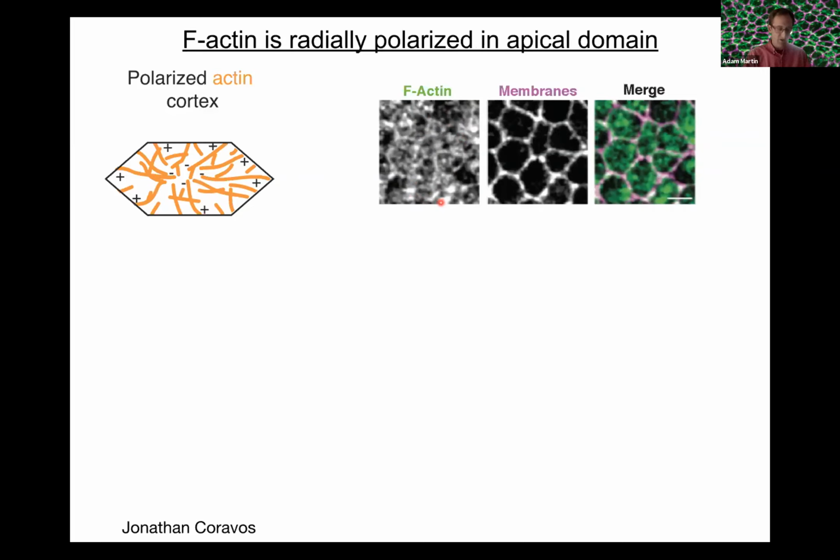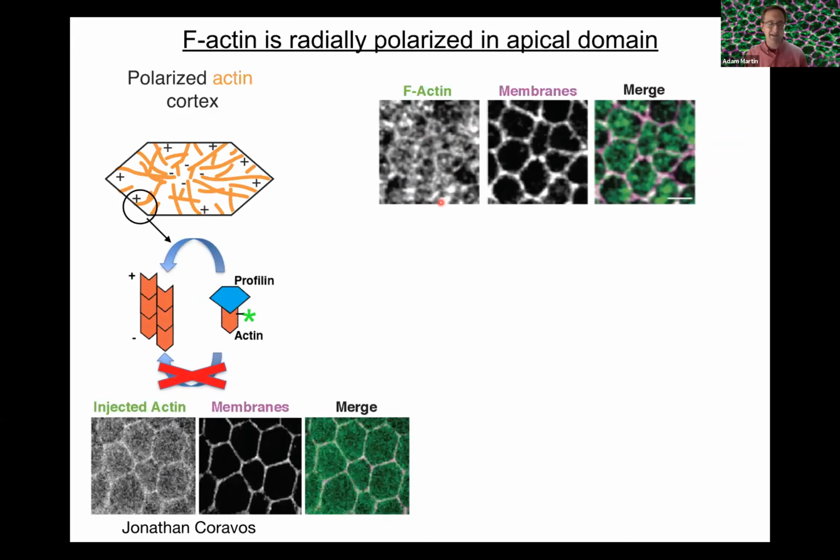And so what Jonathan did was to devise ways to label one end of the filament and the other in order to determine whether there's a polarity to the network. And to label the plus ends of the actin filaments, what he did was to purify actin monomers. Remember, actin is a biopolymer that assembles into filaments, and it assembles preferentially at the plus end, especially when actin is in complex with profilin. So what Jonathan did was to inject labeled actin subunits with profilin and look to see where these incorporate. And what he saw is that they preferentially incorporate at the junctions of the cells.